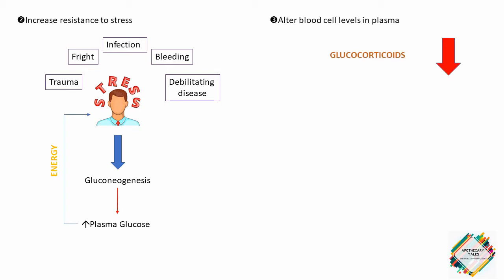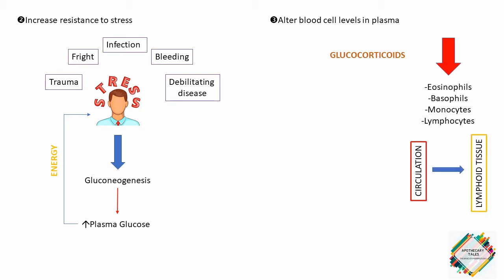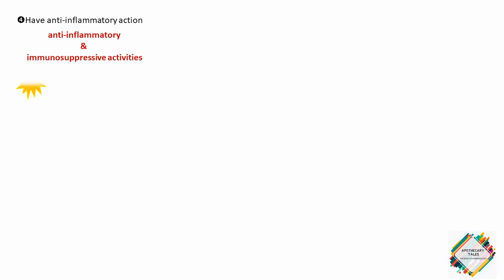Glucocorticoids will cause a decrease in eosinophils, basophils, monocytes and lymphocytes by redistributing them from the circulation to the lymphoid tissue. Whereas it will also increase the hemoglobin, erythrocytes, platelets and polymorphonuclear leukocytes. Next, it has also got an anti-inflammatory action. The most important therapeutic properties of these glucocorticoids are their potent anti-inflammatory and immunosuppressive activities. These therapeutic effects are the result of a number of actions.